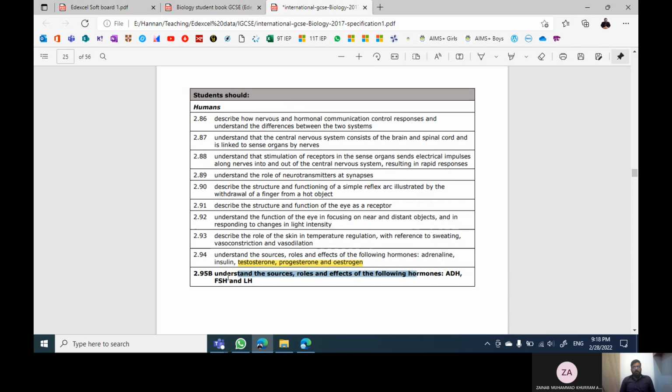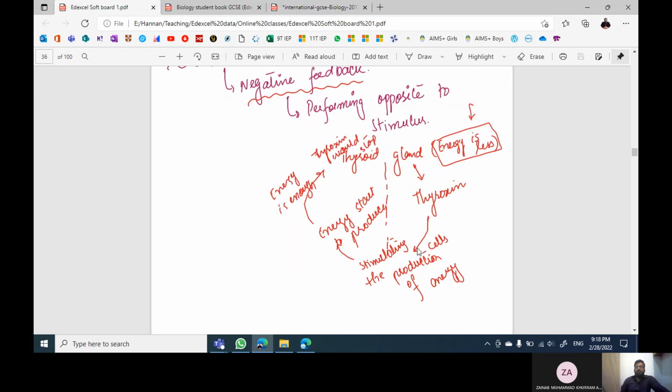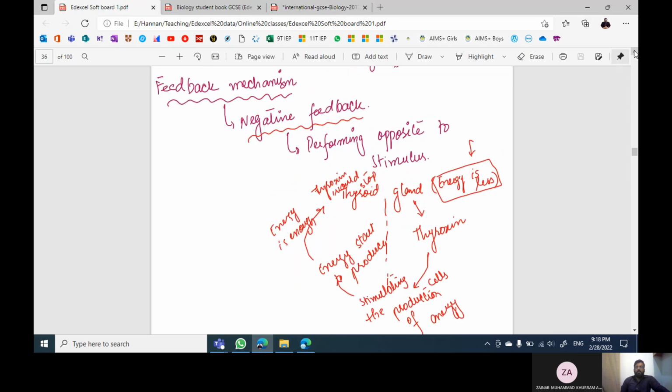the sources, role and effects of ADH, FSH and LH. We would be discussing all these hormones collectively, because all of these have a direct relation to each other. So we will be discussing these hormones. But let me first discuss two hormones here, adrenaline and insulin.